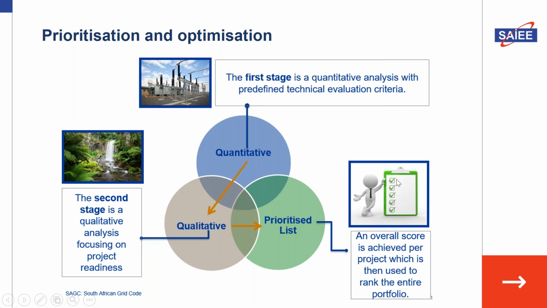So once we've done the first and second stage of the prioritization, we end up with an overall score for each and every project that we can rank in the portfolio, and thereby decide on allocating Capex for these projects to go into execution.